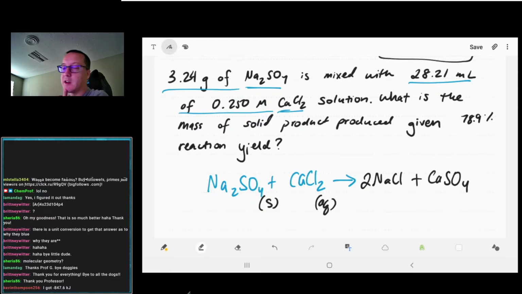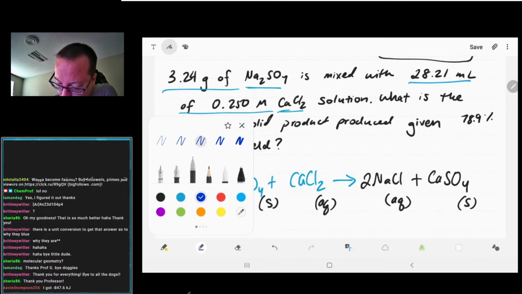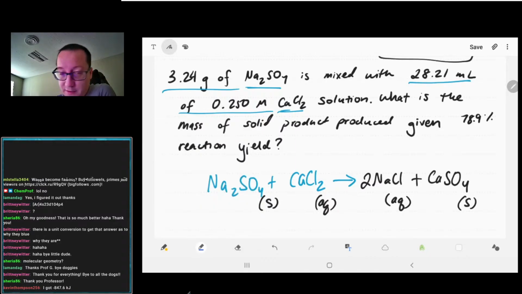Looking at the products, we definitely have water present. So our sodium chloride will be aqueous, has sodium in it, has chloride in it. And the calcium sulfate would be solid. We're also told that it's a solid product, so that's a good thing, an indication that we've done something right. Cool. So with limiting reactants, we have to take a look at both reactants separately, and we're going to want to make sure that we choose the smallest number at the end.